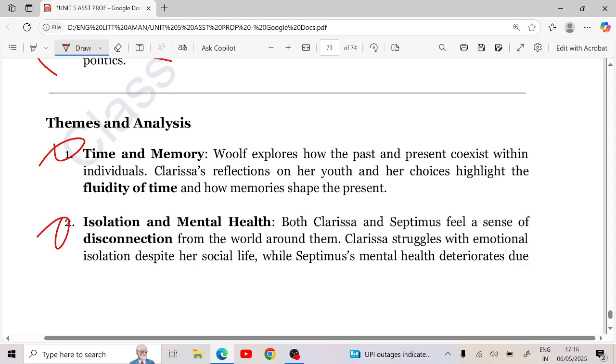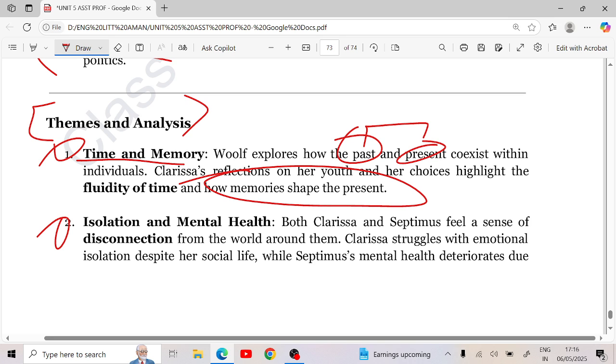Okay, so now without wasting any time, let's move to the themes and the analysis of Mrs. Dalloway. So first of all, we can see the theme of time and memory, where Woolf explores how the past and present coexist within individuals. See, the past and the present are always connected. Okay, so this is one theme, and Clarissa's reflections on her youth and her choices highlight the fluidity of time and how memory shapes the present. So memory shapes the present. Okay, so what you have become today is the reflection of the past only. It is not said by some great philosopher, it's just my words.